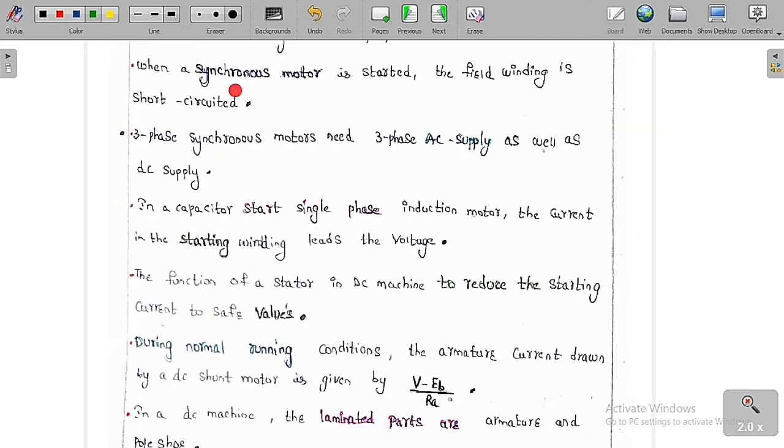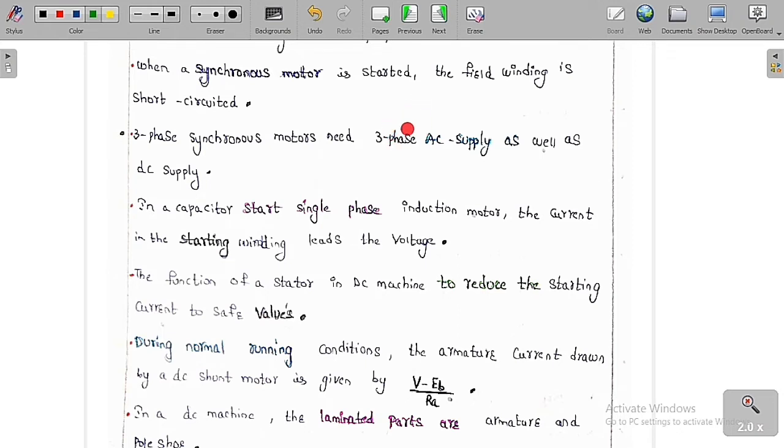When a synchronous motor is started, the field winding is short-circuited. I've already told you, a three-phase synchronous motor is not a self-starting motor. For starting, we give AC supply to the stator windings and short-circuit the field winding. As the damper winding and the field winding are short-circuited, the rotating flux cuts both windings, flux is induced, and because of this the rotor starts its rotation.